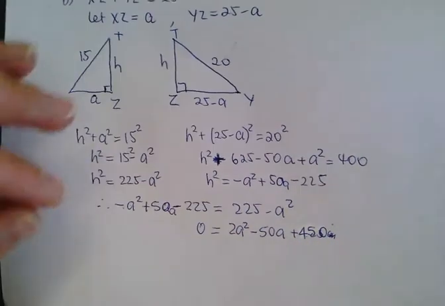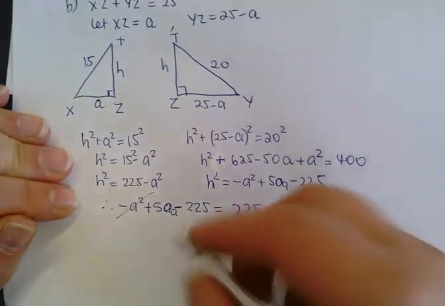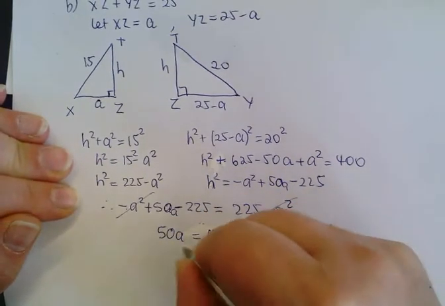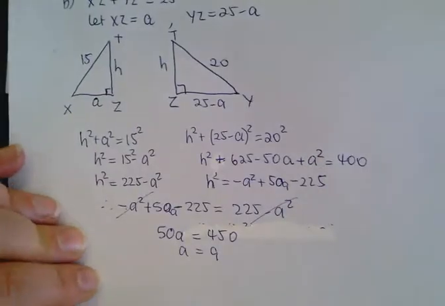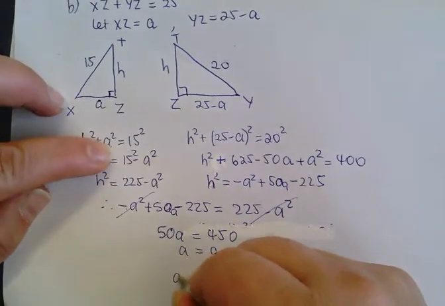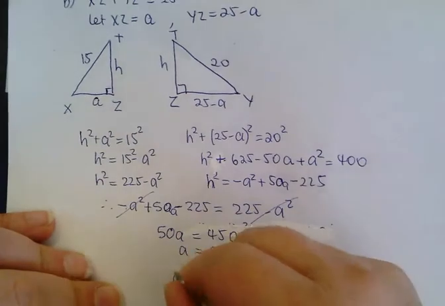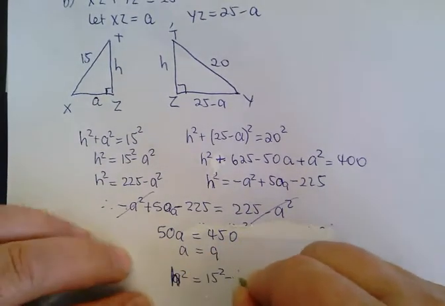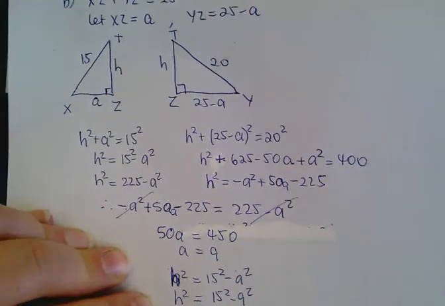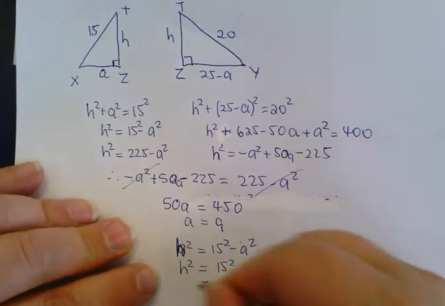Oh yeah, they do too. Very good. A squared, don't know what's wrong with me, cancel out. So 50A equals, what's that, 450? A is 9. Yay. And if A is 9, so therefore H squared we know is 15 squared minus A squared. So H squared is 15 squared minus 9 squared, which is, you can see it's a triad. It's 16. H is 16.